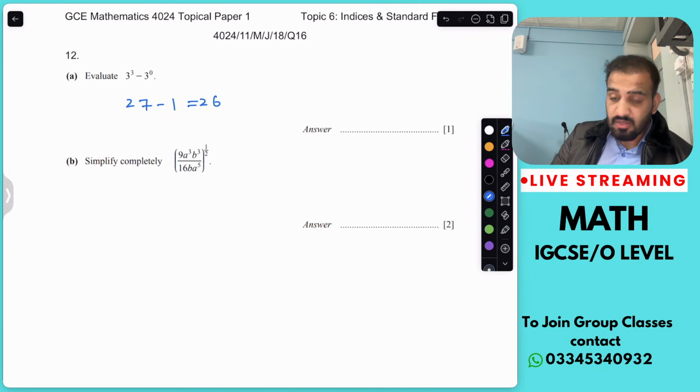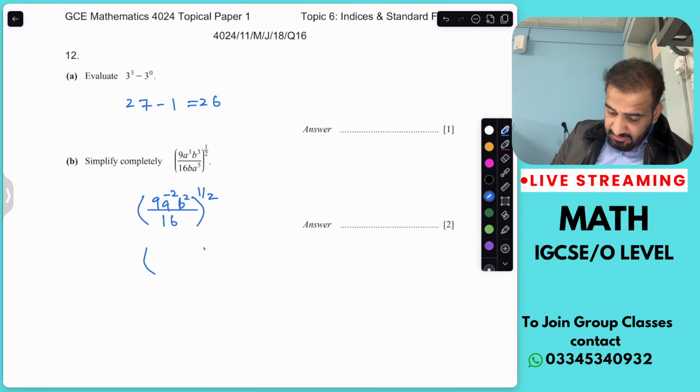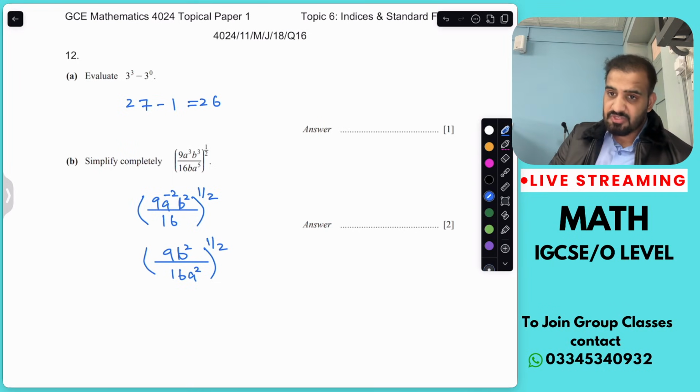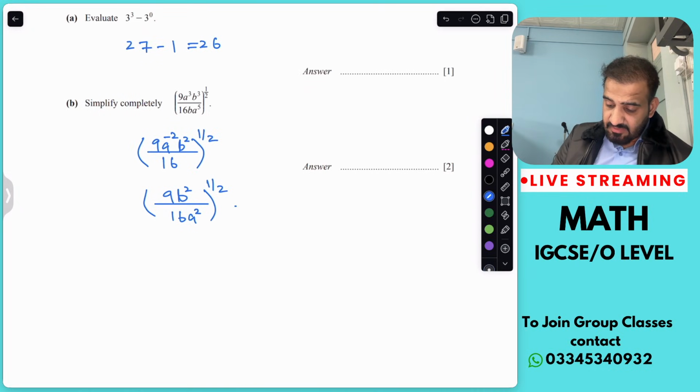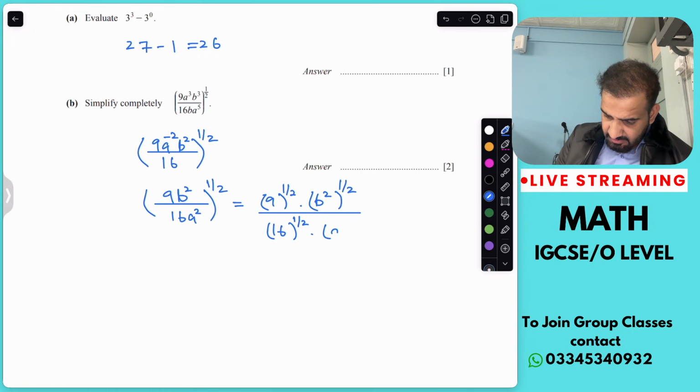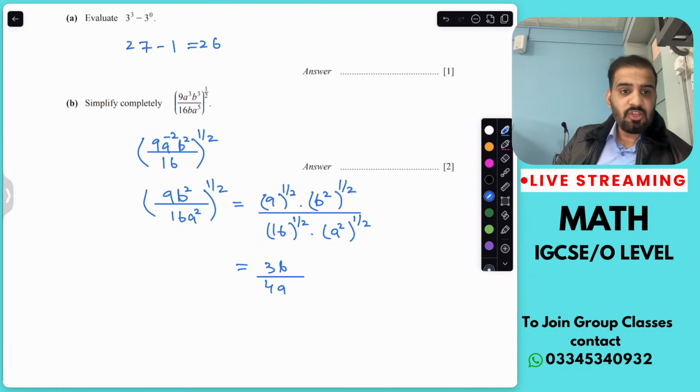Next, it is a similar question. Solve it yourself. So it becomes 9a with power 3 minus 5, which is minus 2, and then b square over 16 raised to power 1 over 2. But before writing power 1 over 2 on everything, it's better to bring this a square in the denominator, just to make it positive. Okay, now split this 1 over 2 on each and every term. It will give you 9 raised to power 1 over 2. Students, you don't need to mention this step. After this we will take the shortcut, we won't do this step. So 3b over 4a. That's it. 3b over 4a is my final answer.